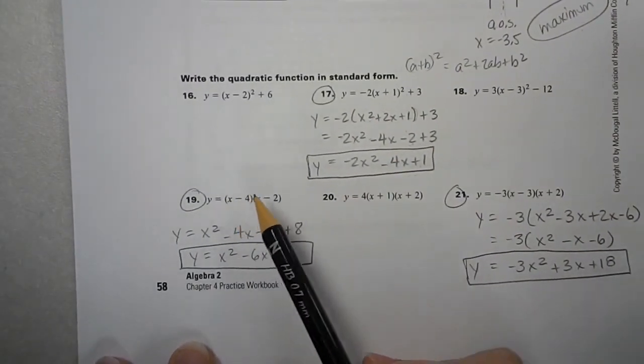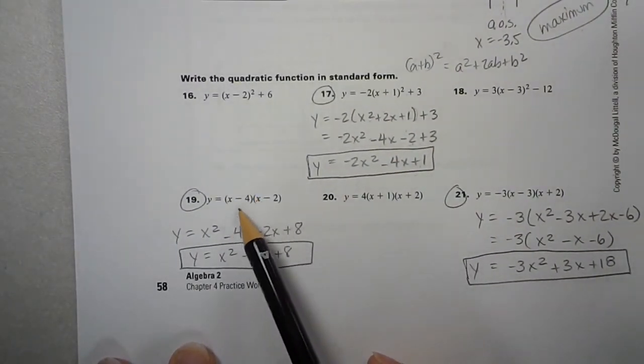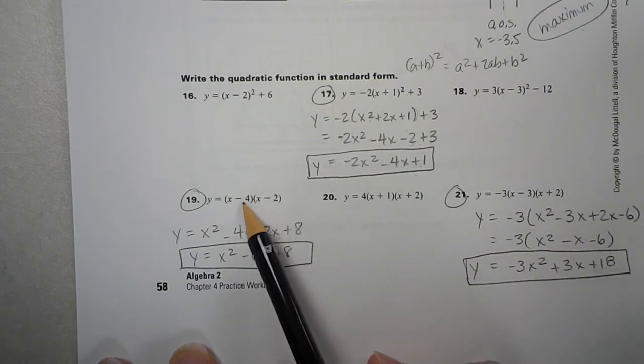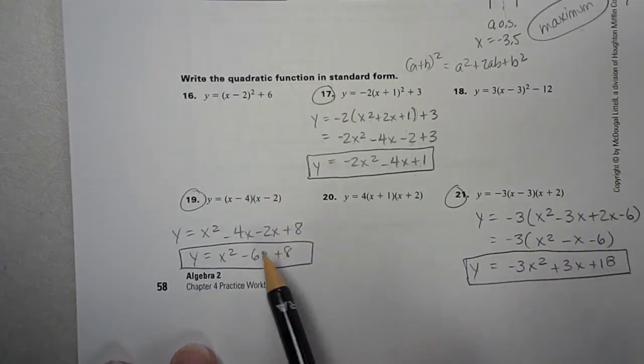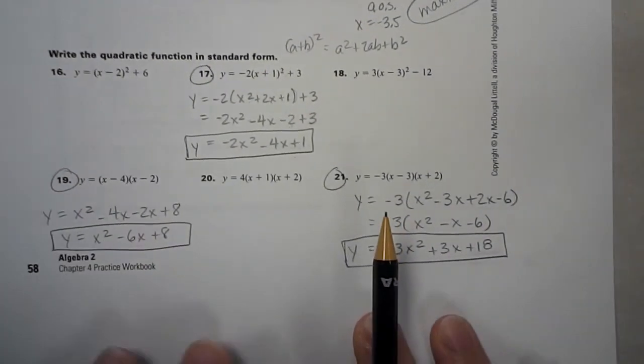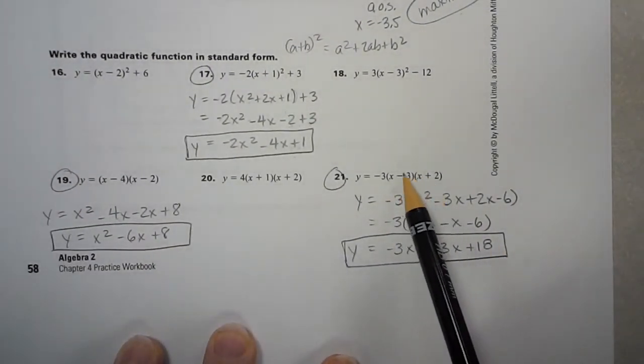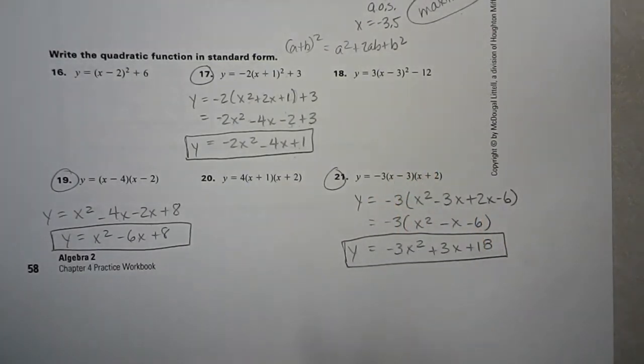Here you use your FOIL method. You have x squared, your -4x, your -2x, and then your +8. So when you combine the like terms, you get this. Again, you're going to use your FOIL method over here, and then distribute the -3 out so you can get your final answer.